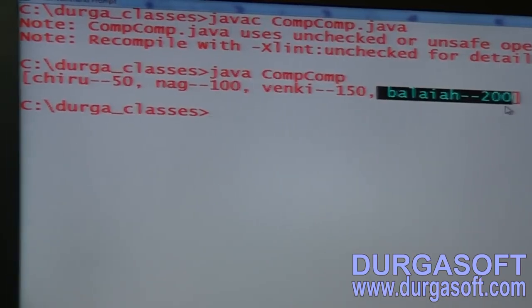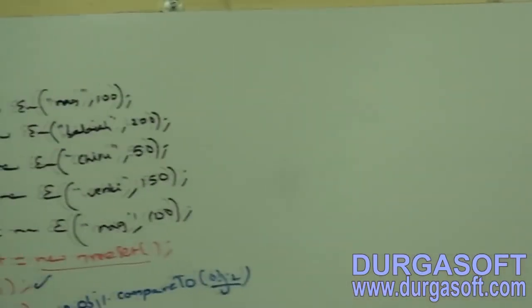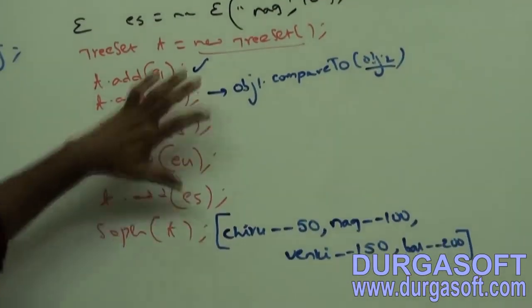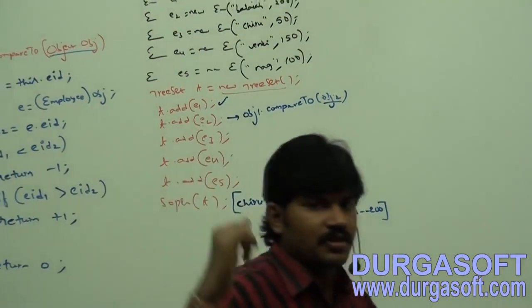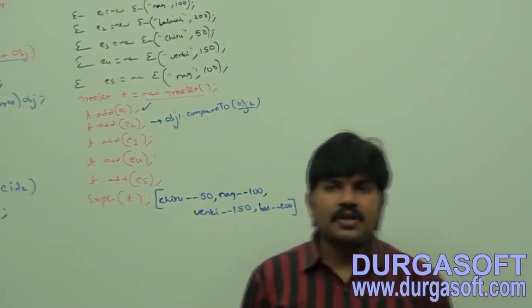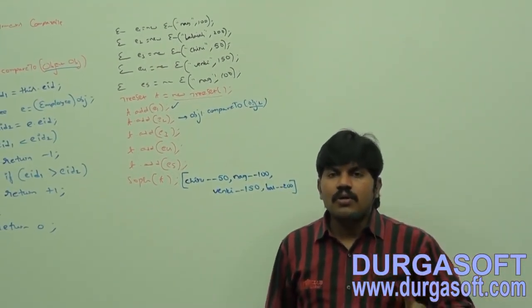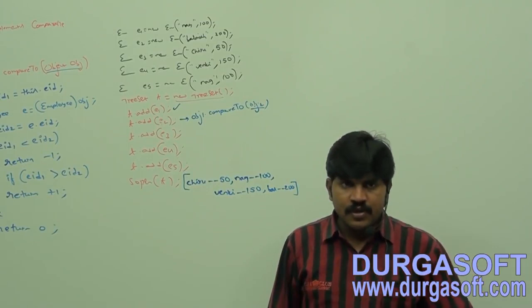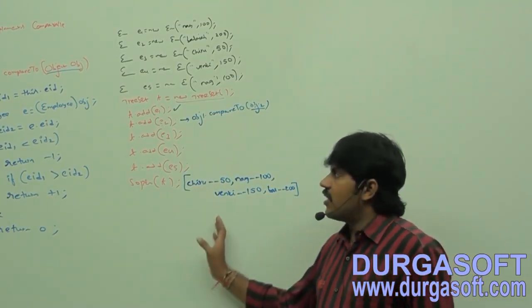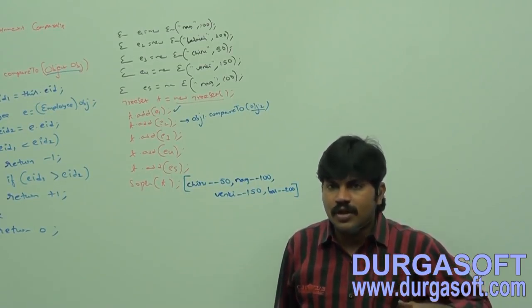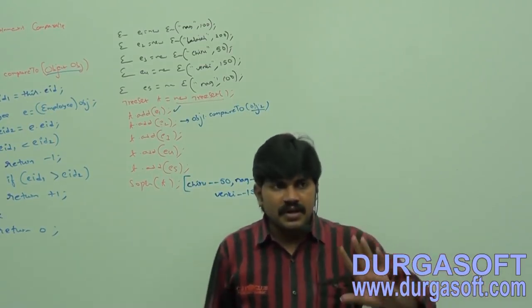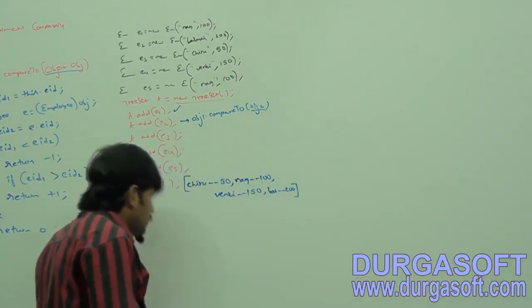Now observe this one. Sir, I want to insert employee objects into the TreeSet, but I am not satisfied with the default natural sorting order. My requirement is according to alphabetical order of their names. Then how can we define our own sorting? By using the Comparator concept.